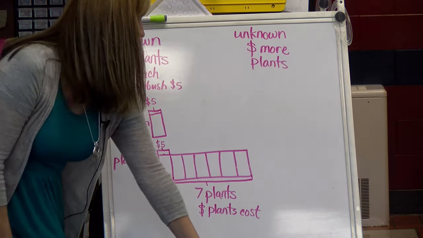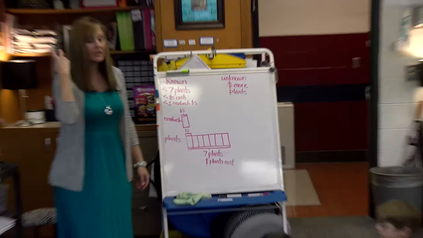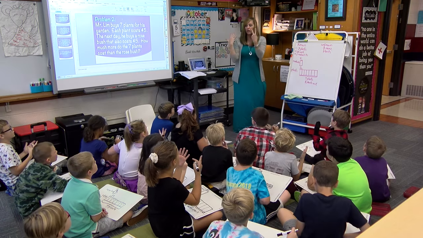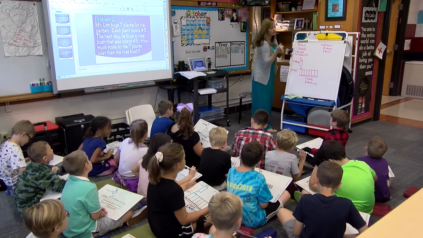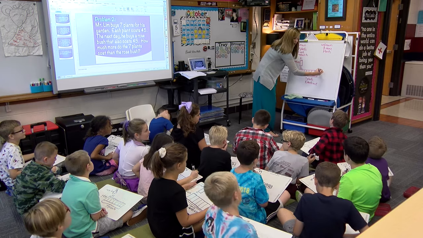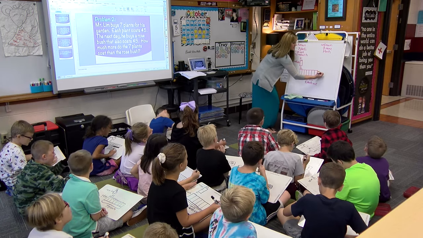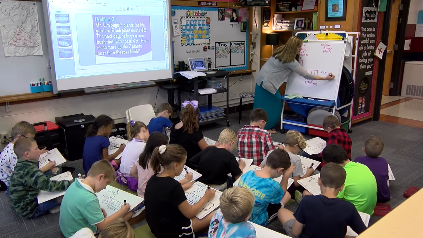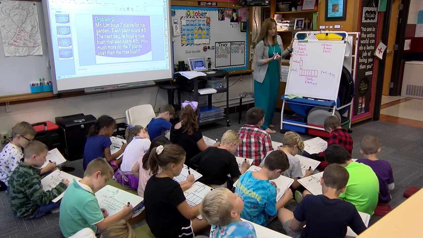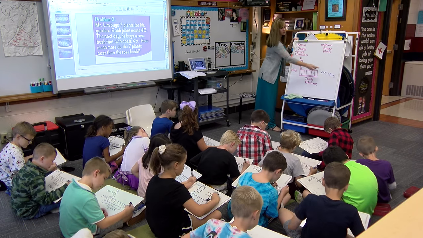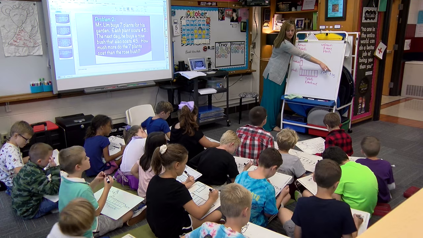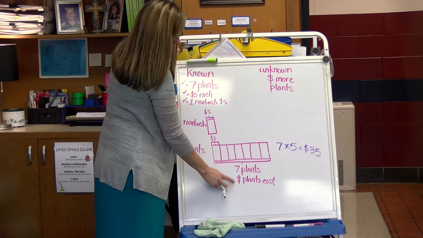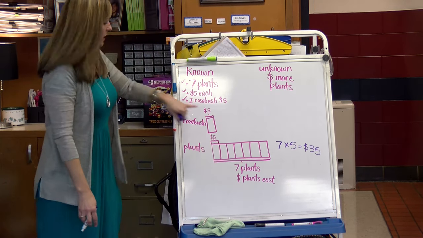So let's count by 5 7 times. Here we go. 5, 10, 15, 20, 25, 30, 35. So how did we find that? We counted by 5s. Seven times. Seven groups of five equals $35. Seven groups of five, make sure you get your dollar sign there, is $35. We're almost done. We know the total cost of the plants. We know the cost of the rosebush.